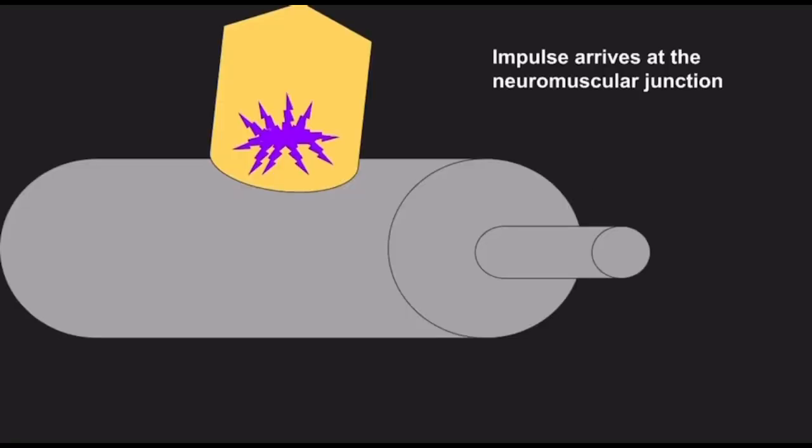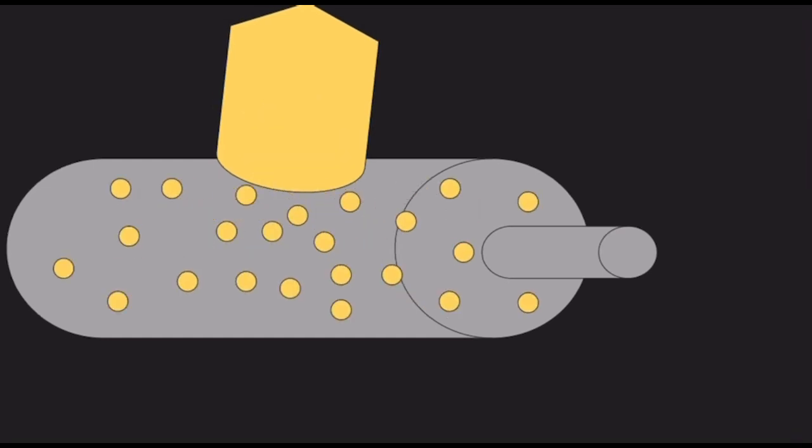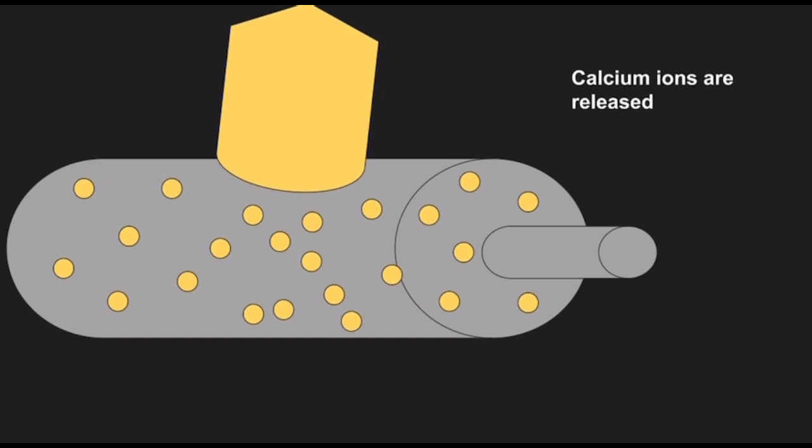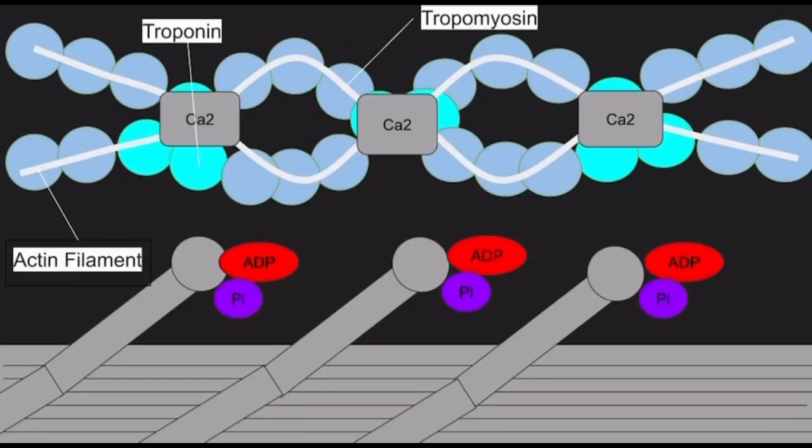Muscle contraction begins when muscle fibers are stimulated by a nerve impulse, where calcium ions are released. The calcium ions bind with troponin. Following this, tropomyosin is displaced along the myofilaments, which then exposes myosin binding sites.